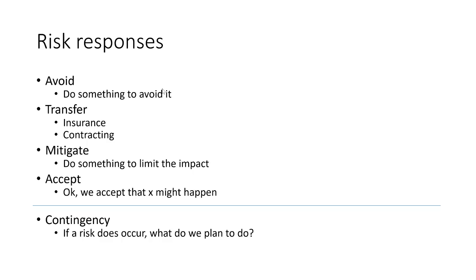Negative risk responses, there are four. There's always four. They're the same four. You can either avoid it, transfer it, mitigate it, or accept it. So avoiding it means you do something to make sure that risk doesn't happen. So in the risk of the car running out of gas, you would fill it up with gas, right? And maybe measure the distance to make sure you didn't need to fill it up again. Pay attention to the gas gauge.